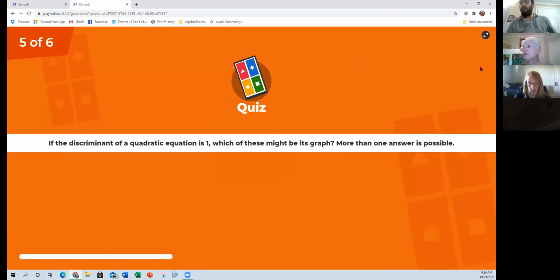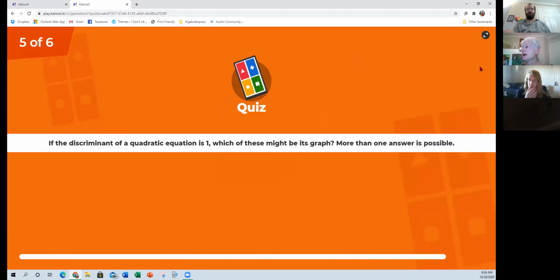If the discriminant of a quadratic equation is 1, which of these might be its graph?